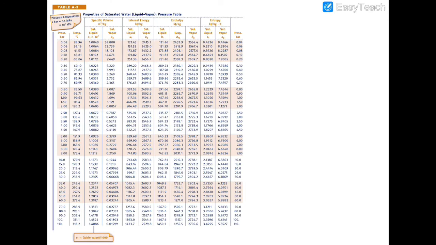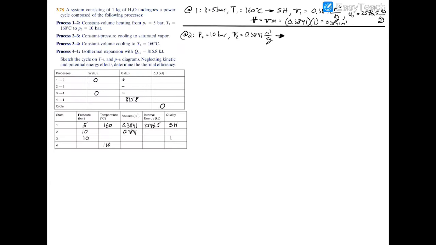At table A3, we have our saturated table here. If you go to 10 bar, you have 1.1273 meters cubed per kilogram for the saturated liquid specific volume, and then 194.4 for the saturated vapor specific volume. We were at 0.3841, which is far greater than the saturated vapor specific volume, so we're once again in the superheated region. I'm just going to reflect that both up in the list up there, as well as in the table down here.